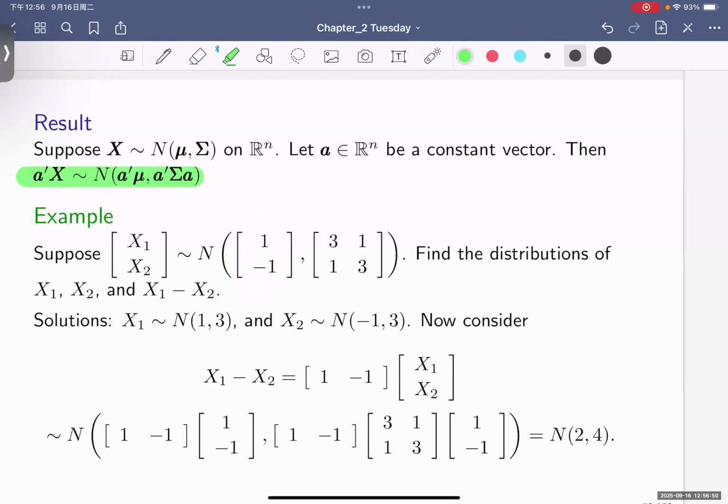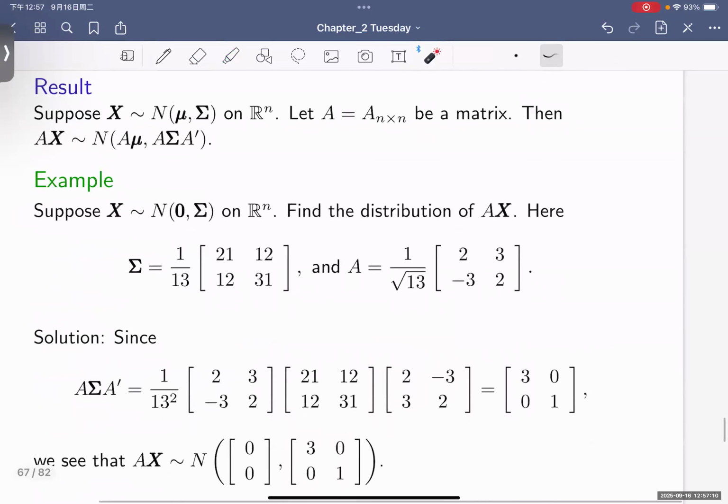Okay, so the first thing is what happens when we use a matrix and two vectors multiplied together. What is the result? It is still a normal. And what we should know is what the mean and the standard deviation are here.